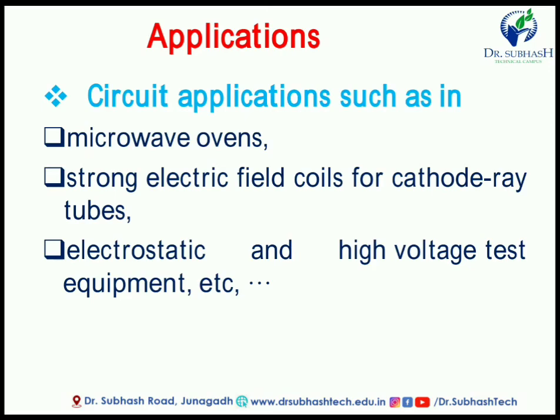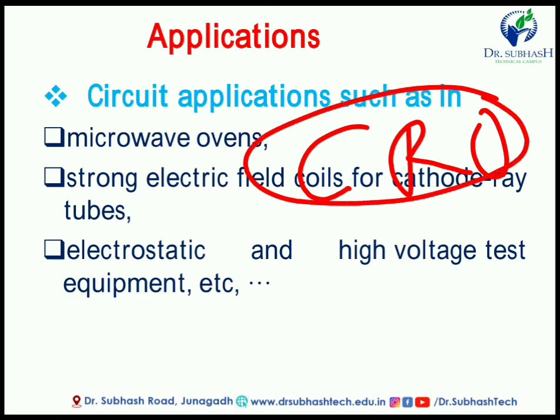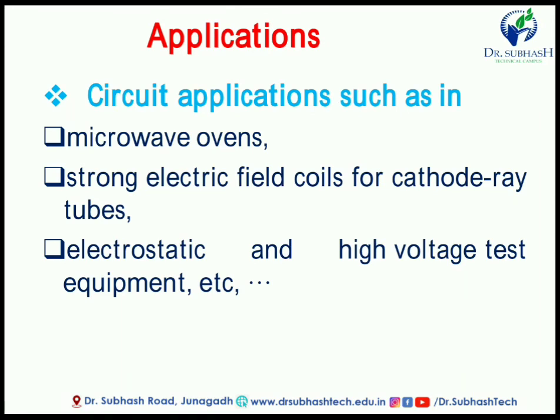Then another application is strong electric field coils or cathode ray tube, that is, in the CRO, for practical purposes. If you discuss the cathode ray tube, high voltage and high current are required for bombarding electrons from the cathode to the screen. At that time a strong electric field is required, and for the generation of a strong electric field the multiplier circuit is most important. So we can directly say that in the CRO, cathode ray oscilloscope, it is required for beam generation. Also the picture tube.